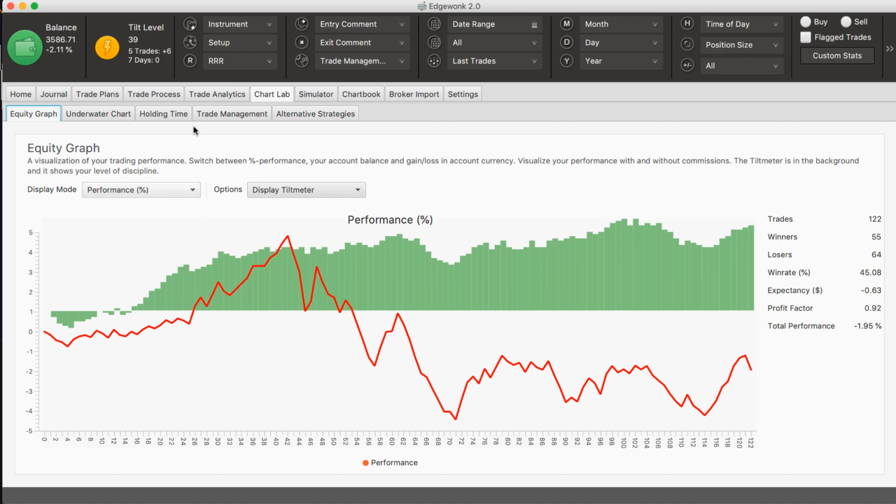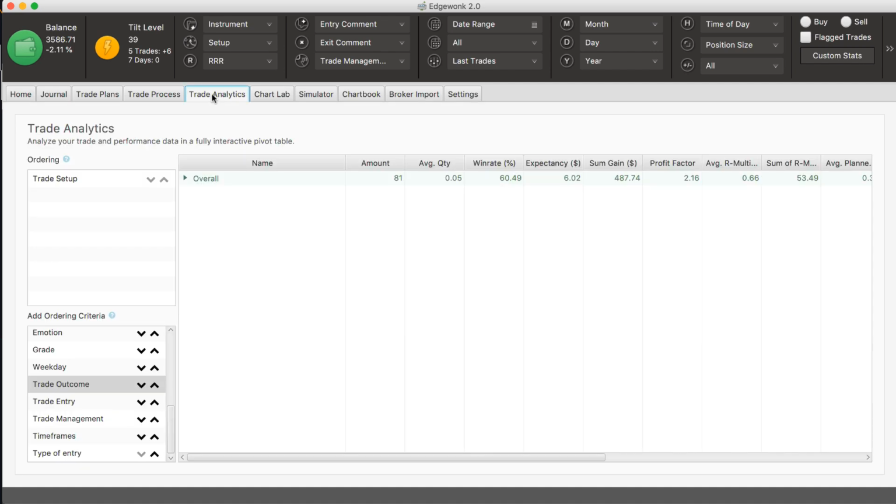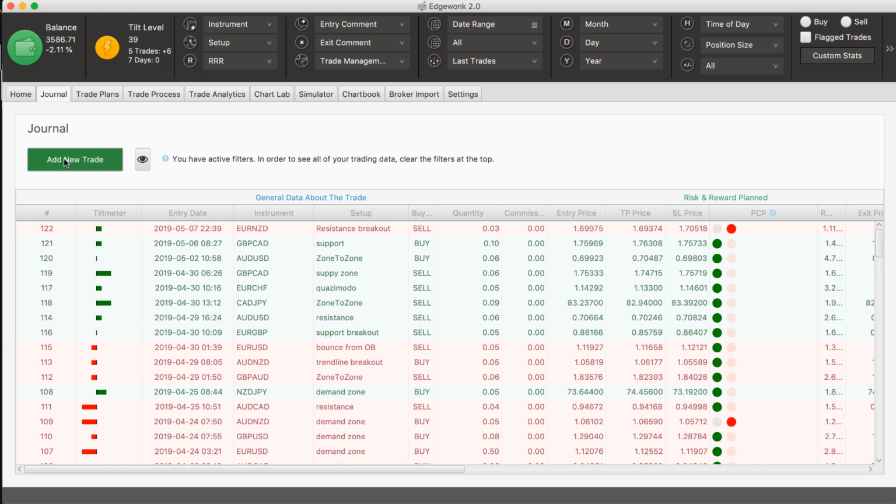And the best way to do that is with the trade analytics, and this is really where Edgewonk is just unbeatable for a trading journal. It's a pivot table basically, but you can tag your trades in Edgewonk. If you don't know what this means, let me show you.